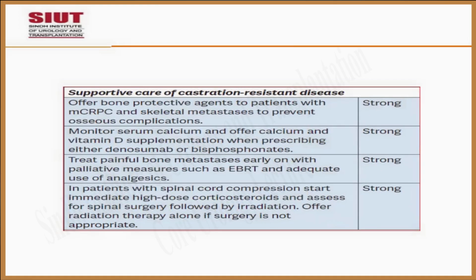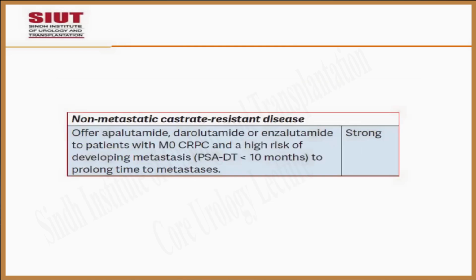Supportive care of castration-resistant disease: offer a bone protective agent to patients with metastatic CRPC and skeletal metastasis to prevent osseous complications. Monitor serum calcium and offer calcium and vitamin D supplementation when prescribing either denosumab or bisphosphonates. Treat painful bone metastasis early on with palliative measures such as EBRT and educate on use of analgesics. In patients with spinal cord compression, start immediate high-dose corticosteroids and assess for spinal surgery followed by irradiation. Offer radiation therapy alone if surgery is not appropriate.